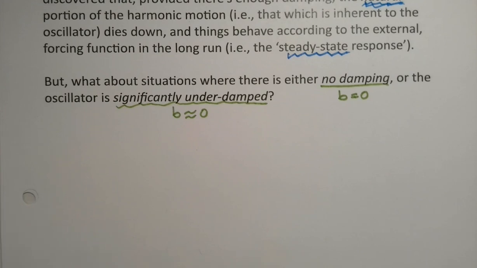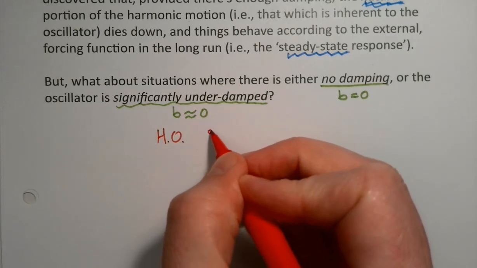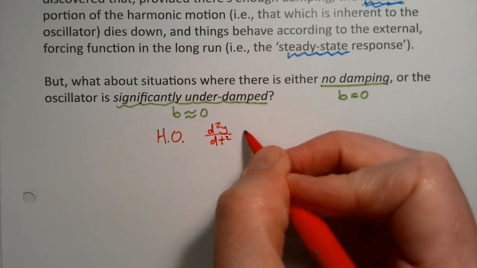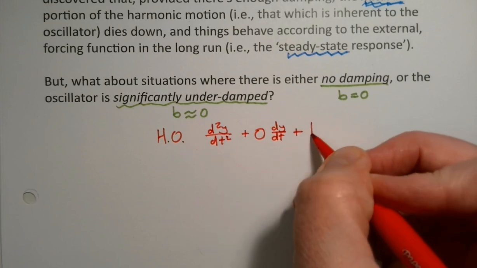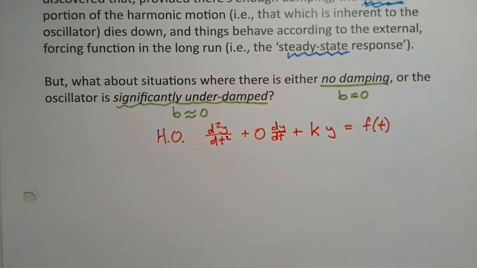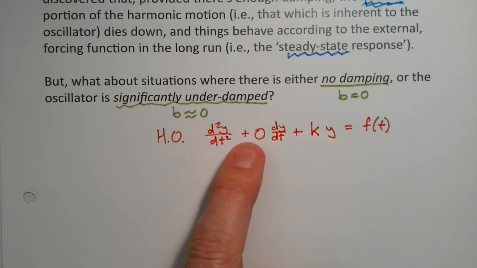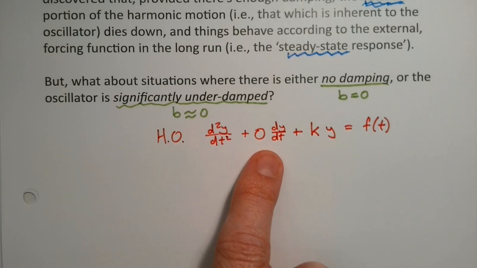So in general, what does that mean? Well, if you remember, that means your harmonic oscillator equation is going to be something like the second derivative of y with respect to t plus 0 dy/dt plus some k times y equals some forcing function. And if this thing is 0, then our homogeneous equation becomes a pretty simple one to solve. It just becomes basically s squared plus k, whatever that happens to be. And so we expect this thing to behave differently if there's no damping.